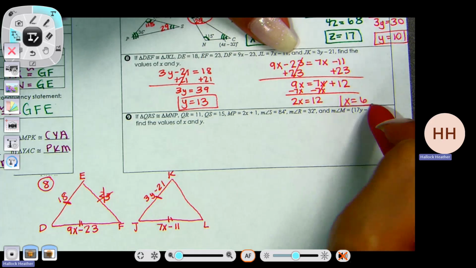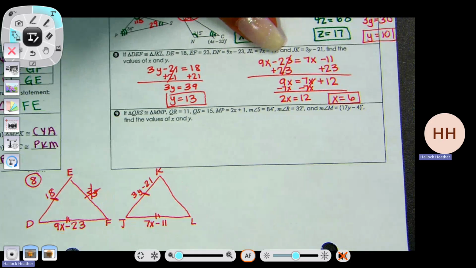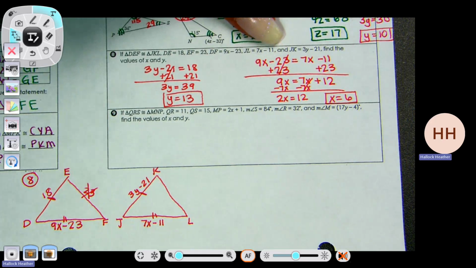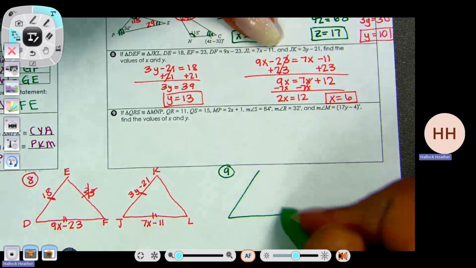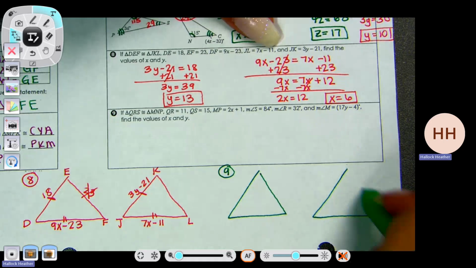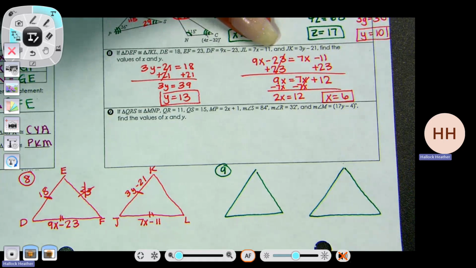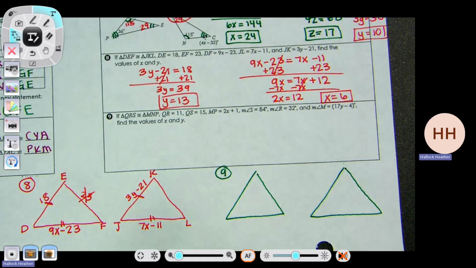Okay, perfect. So try to set up number 9. I would use this space down here, same thing. You're going to draw out your pictures. I would make them exactly the same. You have different letters. Put the sides on the sides. And then if it says an angle, the measure of an angle, that goes on the inside corner. That's why it's one letter. Draw your little pictures.